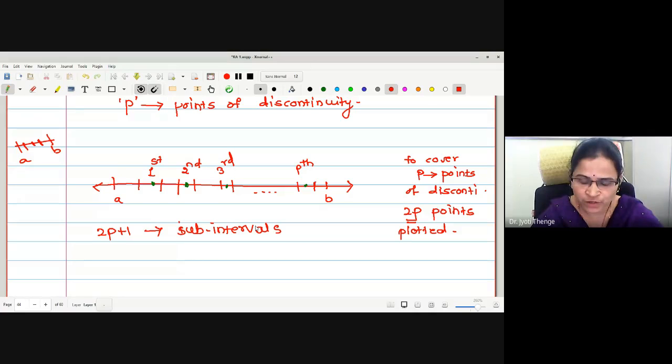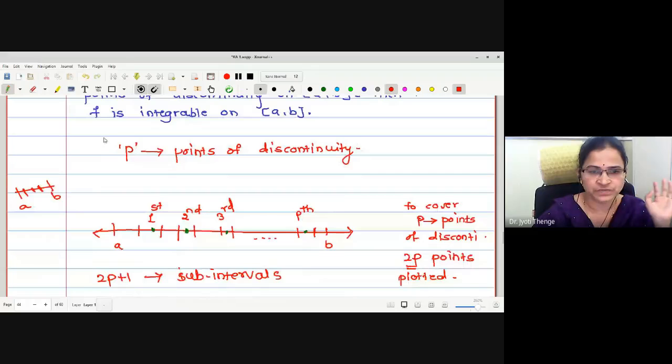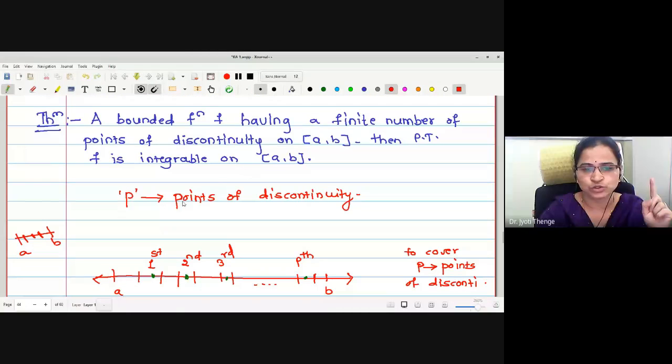The number of intervals formed is always one more than the number of points plotted. For 1 point, 2 intervals. For 2 points, 3 intervals. For 3 points, 4 intervals. Therefore, for 2p points, 2p plus 1 subintervals. Okay? Is it clear up to this? What process are we going to follow? We have assumed there are p points of discontinuity and we want to prove the function is integrable.